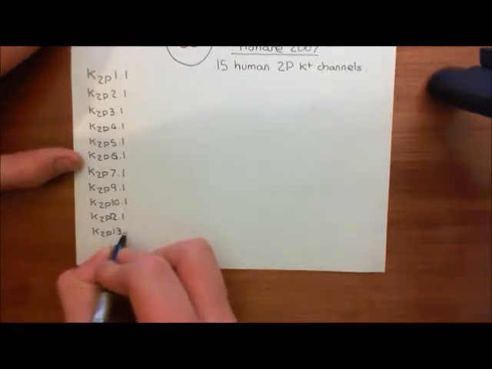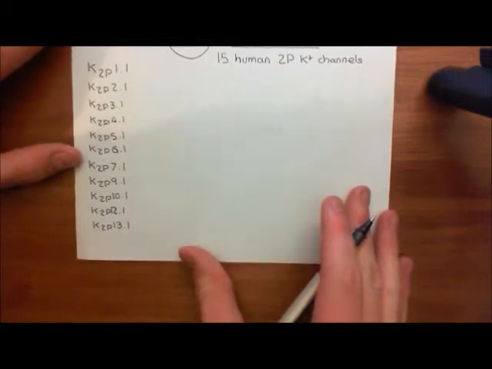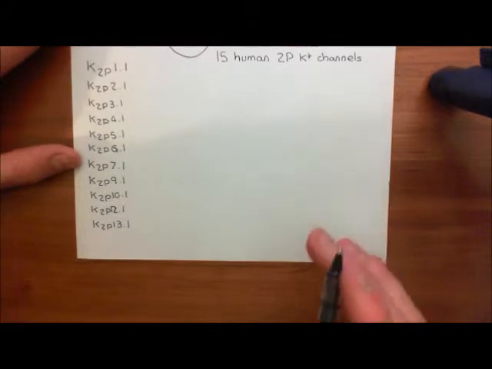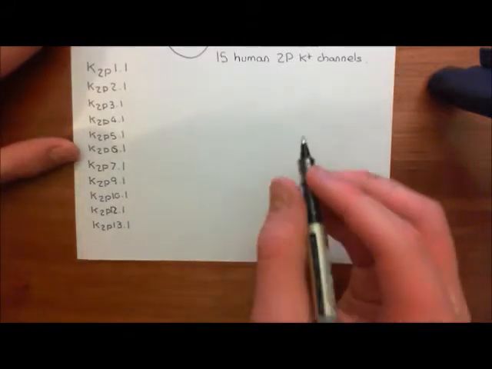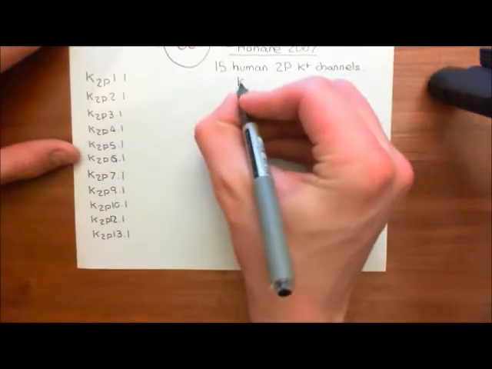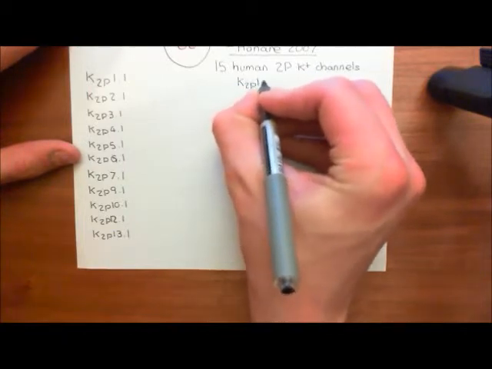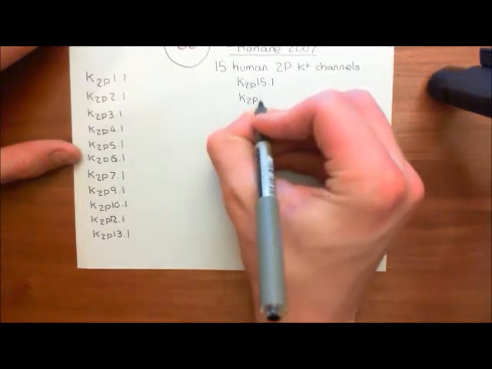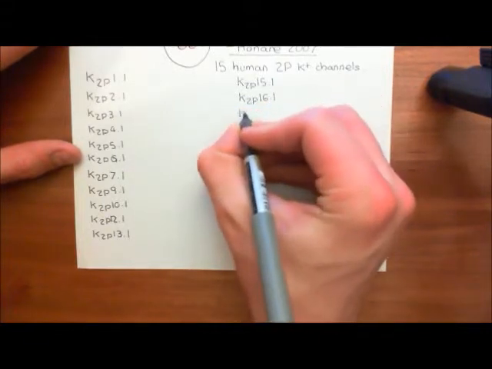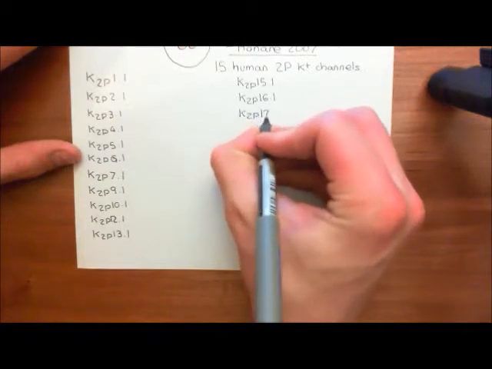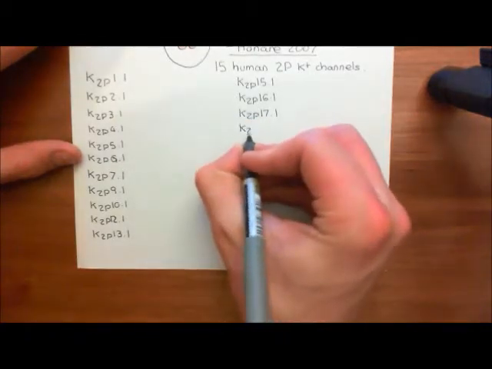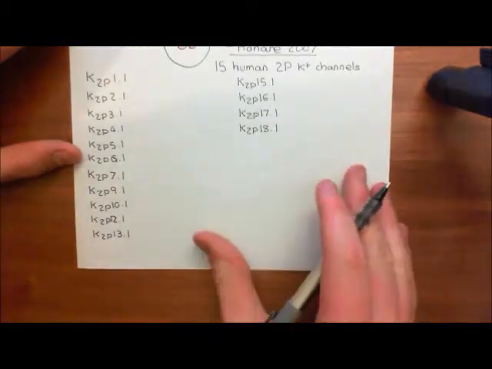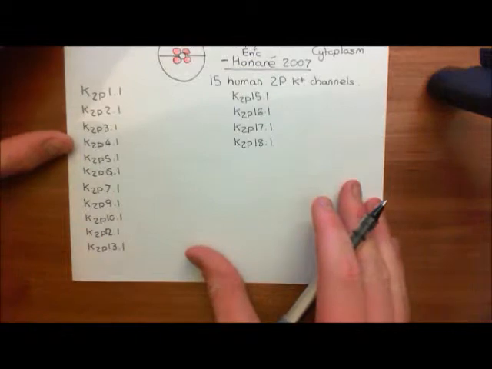Okay, so K2P 11.1 has the same problem. It's not found in humans, basically. It exists, but it's not found in humans. Okay, then again, there is no K2P 14.1, so I'll come up here now, and we go straight on to K2P 15.1, and then it goes nicely from then on. So we've got K2P 16.1, K2P 17.1, and then all the way up to K2P 18.1, and that's now 15 human two-pore domain potassium channel subunits now named.